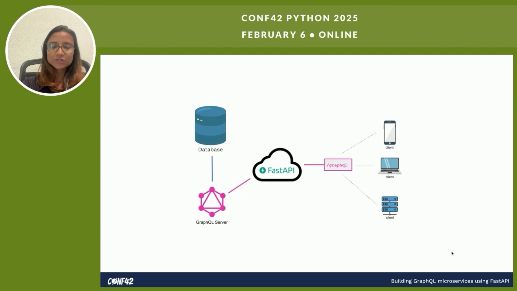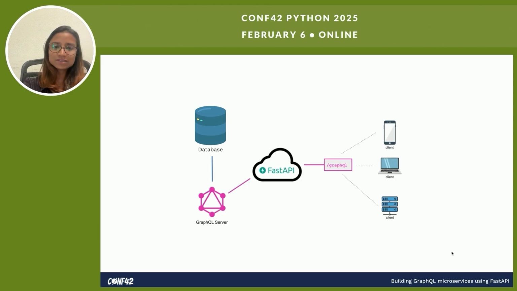So now we can visualize the flow of how FastAPI integrates with GraphQL and the surrounding components. At the center, we have the FastAPI GraphQL server, which acts as the backbone for your application. It handles all the GraphQL queries, processes them, and returns the corresponding responses.